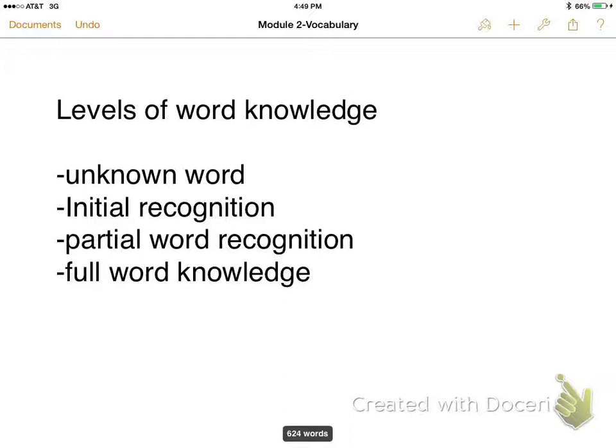The first one is unknown words. These are words that students don't recognize. They don't have a concept for them. They've never heard the word orally. They've never heard it in print.